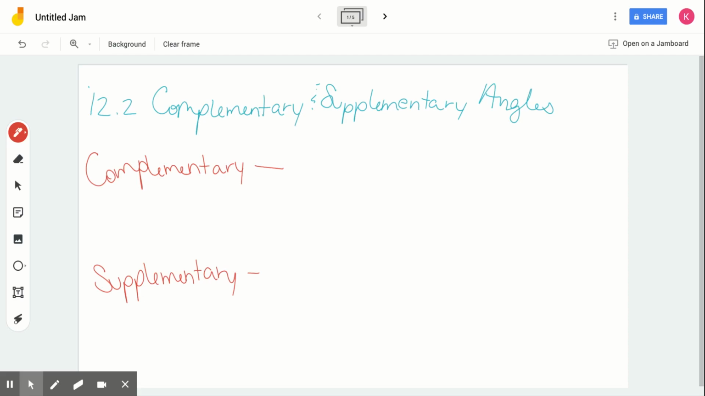Today we're going to talk about lesson 12.2 on complementary and supplementary angles. Complementary angles are two angles whose sum is 90 degrees. So two angles whose sum, when they're added together, is a total of 90 degrees. Supplementary angles are two angles whose sum is 180 degrees.